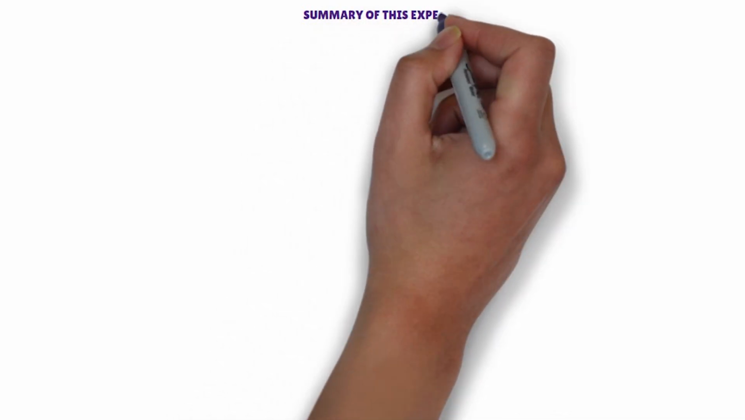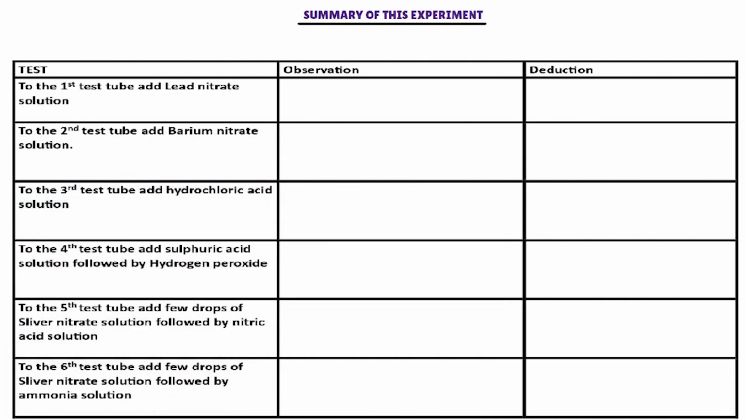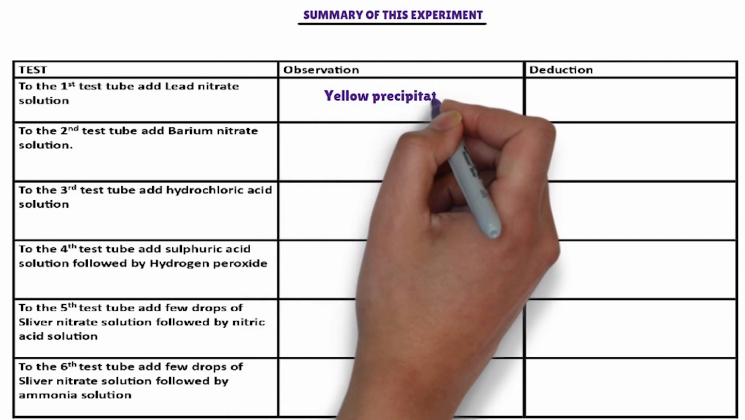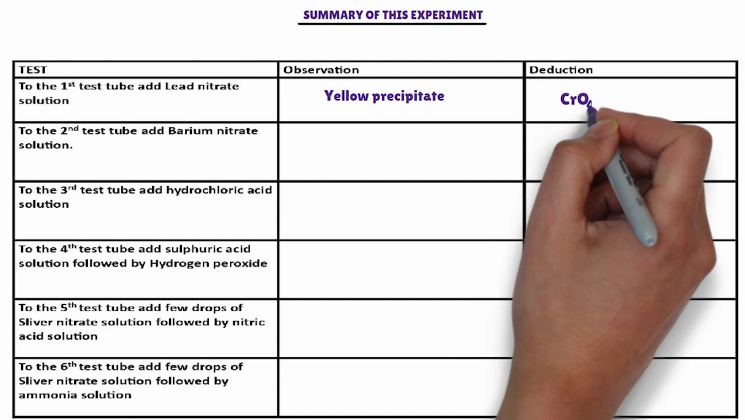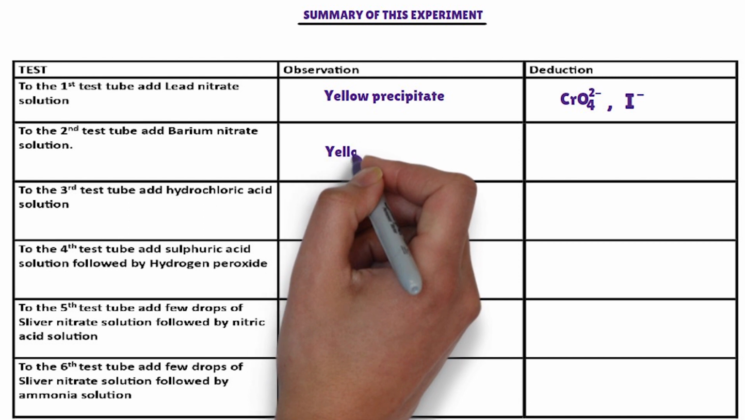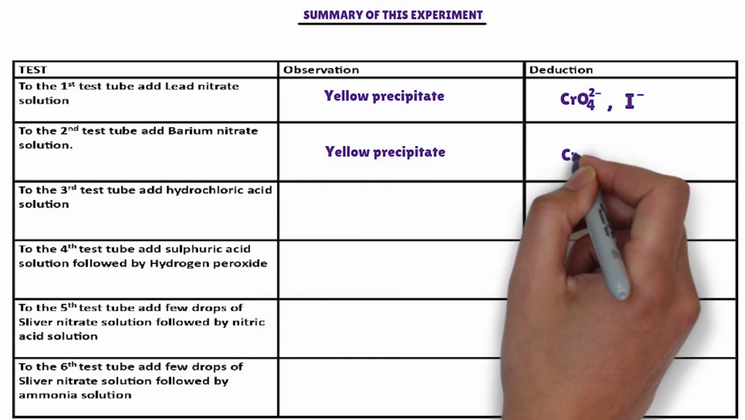Summary of this experiment. To the first test tube, lead nitrate solution is added. The anions that form yellow precipitate when reacting with lead nitrate are chromate ion and iodide ion. To the second test tube, barium nitrate solution is added. The anion from the above list that reacts with barium nitrate solution to form yellow precipitate is chromate ion.